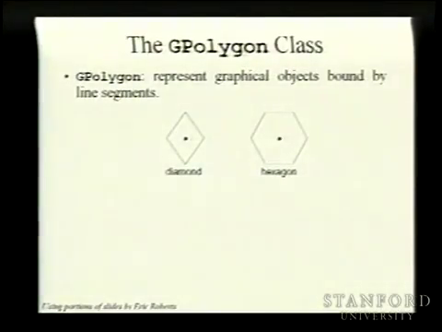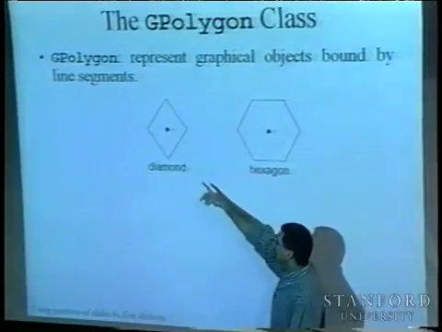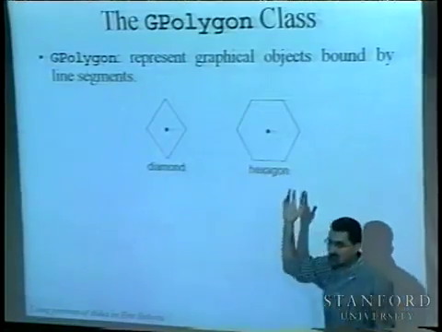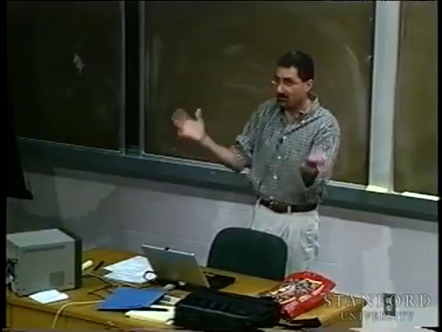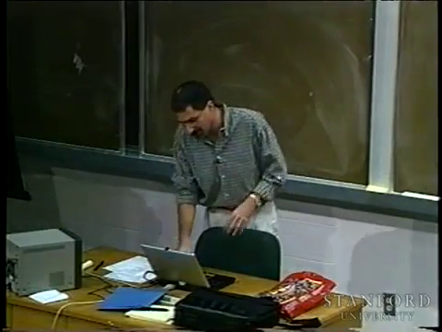Okay? There's also this class called Polygon, and Polygon's kind of a fun, interesting, cool class. What it lets you do is represent graphical objects bound by line segments, right? So we need to get a little bit more formal. But here's a little diamond. Here's a hexagon. They're just polygons, right? And all a polygon basically is, is something that has multiple sides on it. That's where poly comes from. It just means many. Okay?